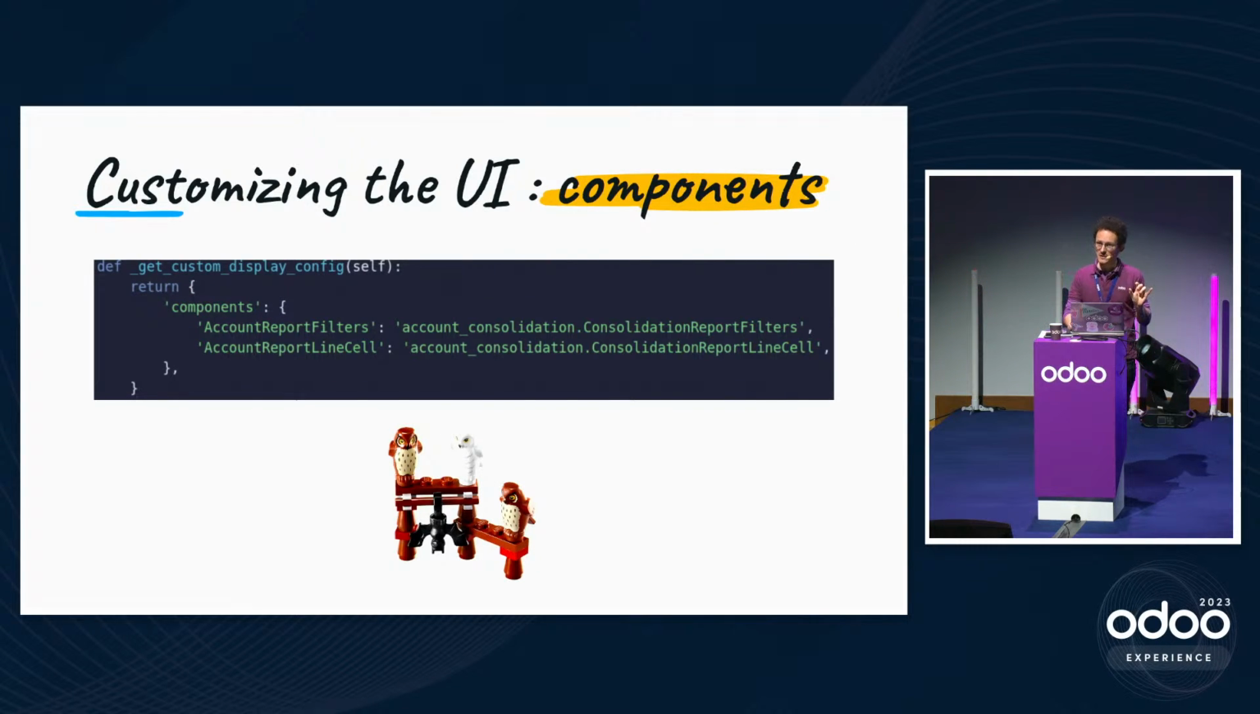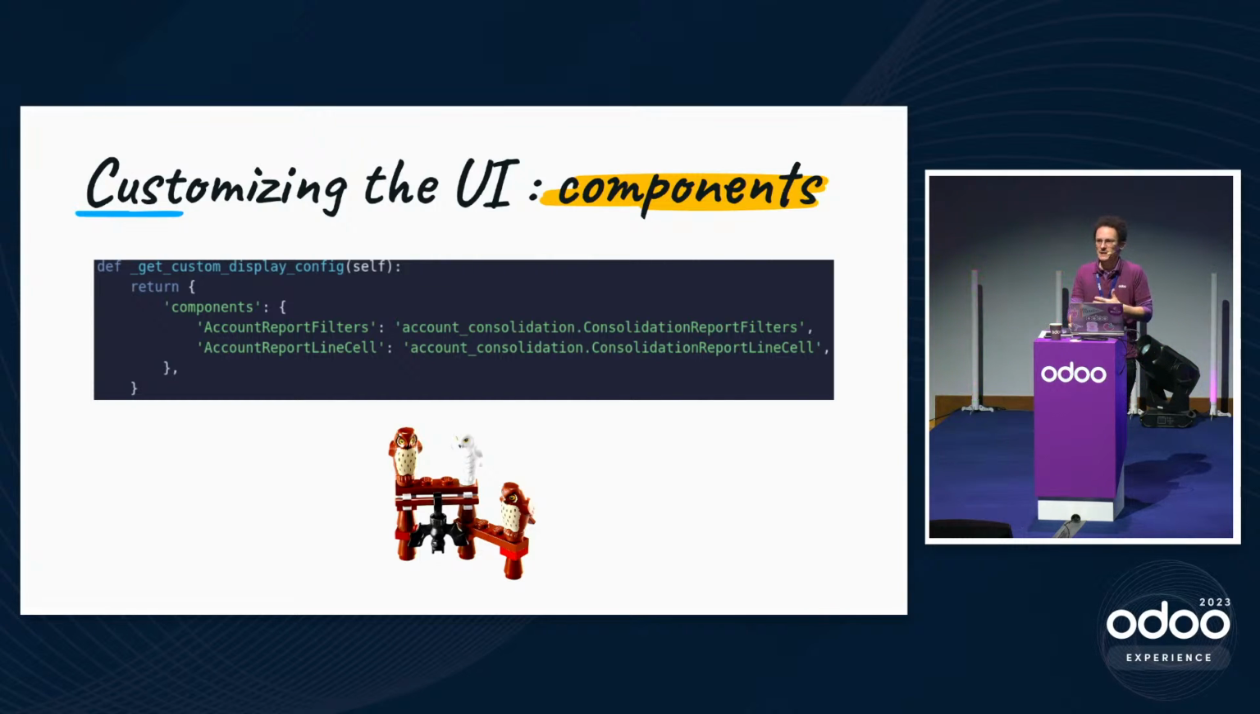So using the components key, you can say, OK, this component will use instead this other component. Often it will be an extension of the original standard component with additional features on top of it, but it could be a totally different one. So it's your go. You do what you want with that.